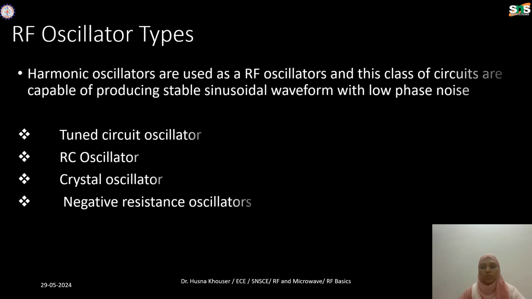We'll not discuss the topic of low phase noise now because it is very deep, and we'll see it in a separate lecture series. Now there are different types of RF oscillators like tuned circuit oscillators, RC oscillators, crystal oscillators, and negative resistance oscillators. Here, I'll skip RC oscillators and crystal oscillators because they deal with low frequency, up to 10 gigahertz, whereas we are going to deal with high frequency RF signals. So let's talk about only the tuned circuit oscillator and the negative resistance oscillators.